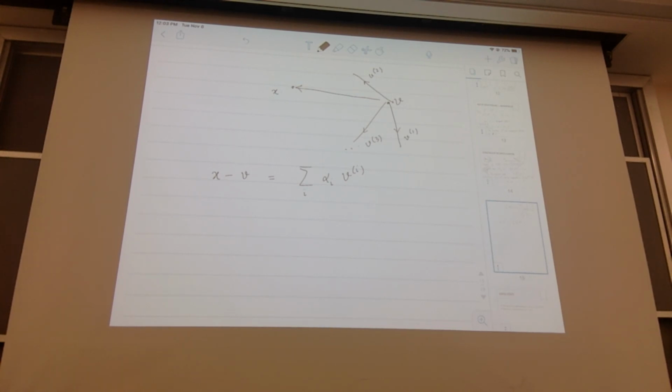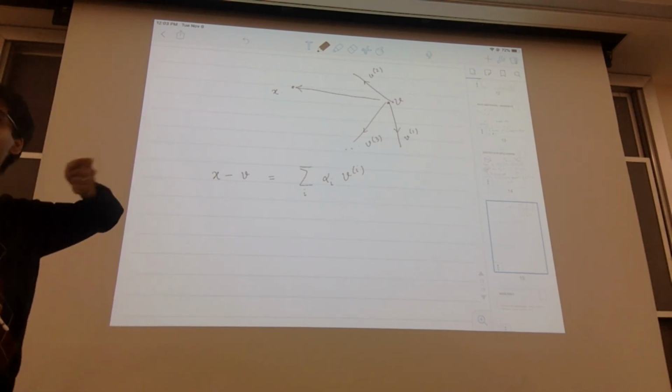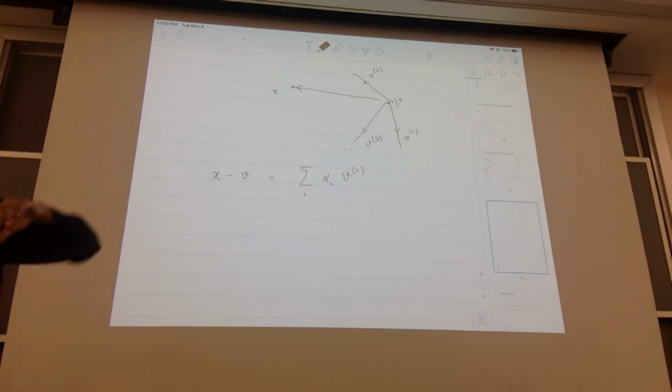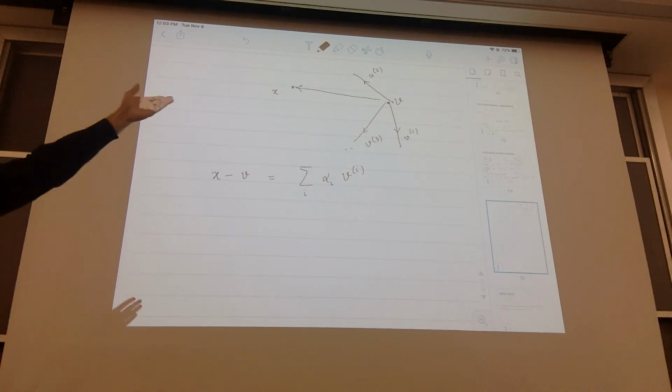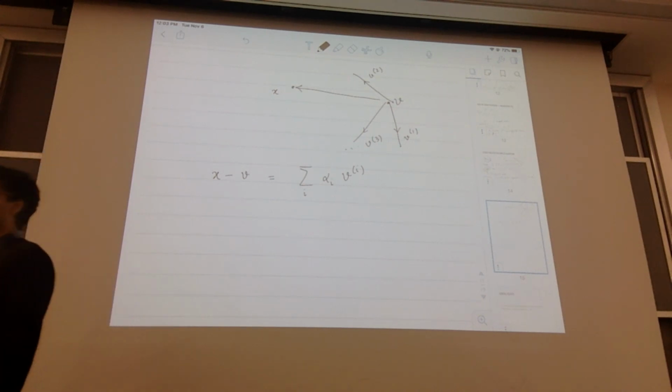When can you write a vector as a combination of other vectors? How would you? What he's saying is that V1, V2 up to Vn are linearly independent and there are n of them, so they are a full basis for all of Rn. In fact, it's not just this x minus v, any vector in Rn can be written as a linear combination of these.